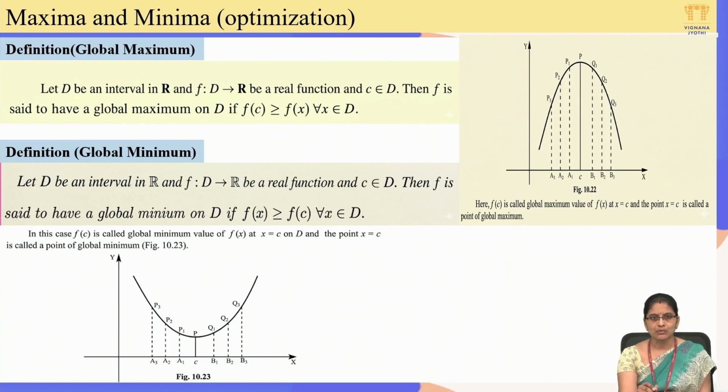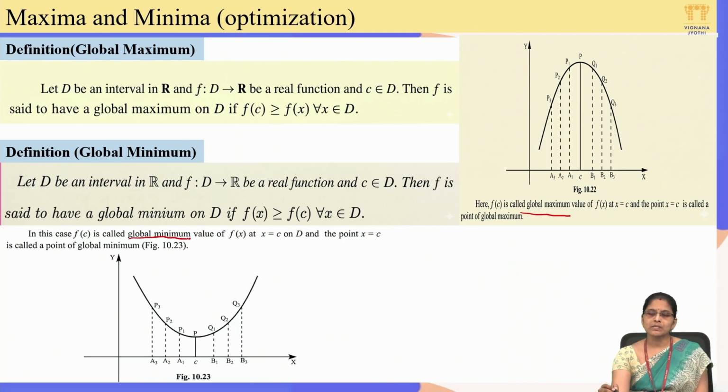A function is said to have a global maximum at a point if its value is greater than or equal to other values. Similarly, a function is said to have a global minimum at a point if its value is less than or equal to other values in the interval. See here, two figures are there. One shows the global maximum and the second figure shows the global minimum.